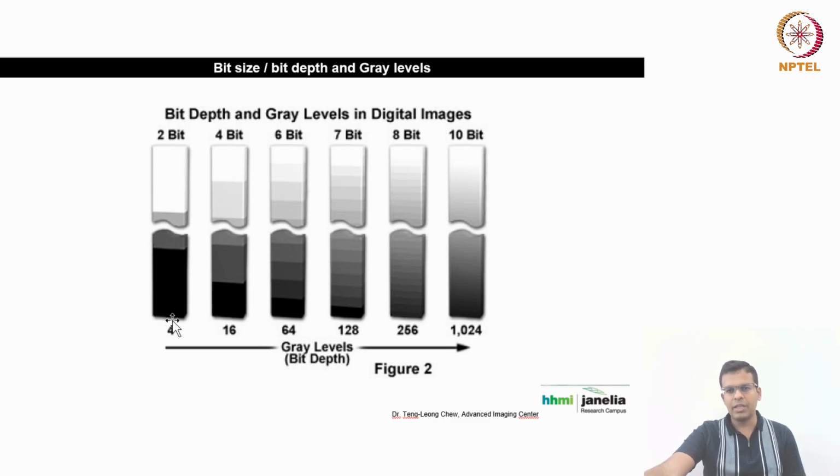So for a 2-bit image there are 4 shades. For a 10-bit image there are 1024 shades. For an 8-bit image there are 256 different gray values. Okay, so this is known as the bit depth. Generally these days in microscopy, most of the cameras are more than 10 bits. Generally 12-bit or 16-bit cameras are used.